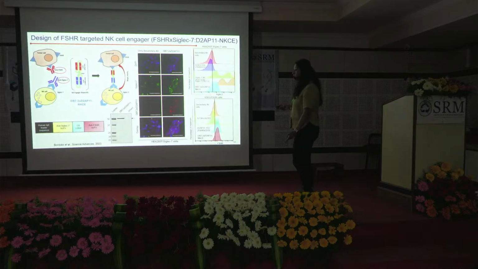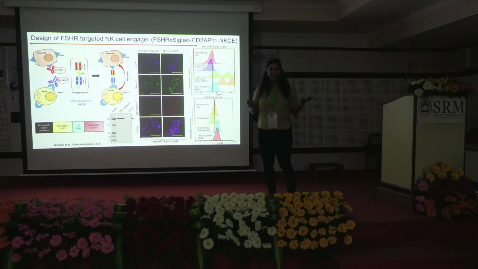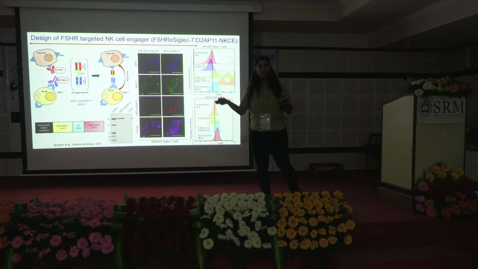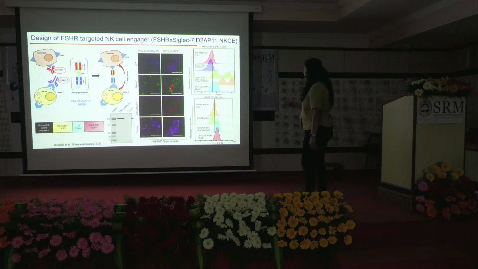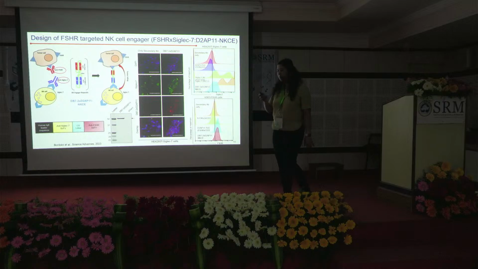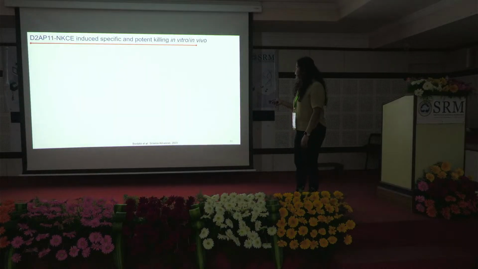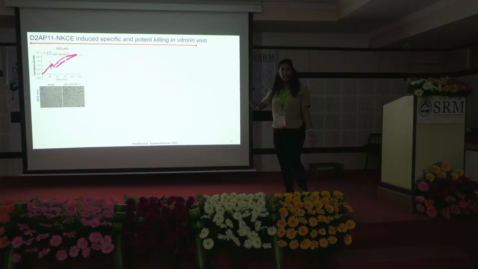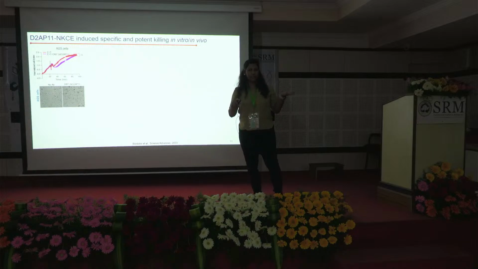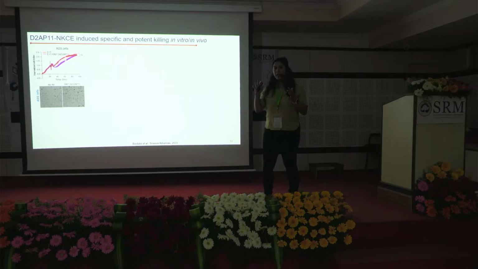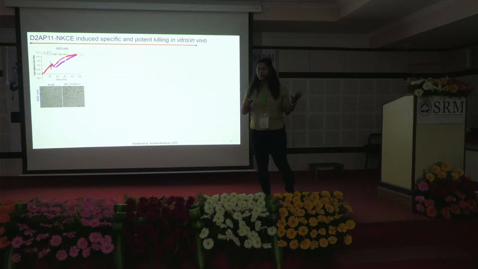After checking its expression the same way, we checked its bidirectional binding, in this case the binding to FSHR, and then Siglec-7, which is predominantly present on human NK cells. We checked the binding by flow as well as immunofluorescence along with relevant positive and negative controls. And then, of course, the next important thing was to see functionality. For this, first we checked on a panel of different non-FSHR expressing cells, because we don't want this biologic to go and target anywhere. We want it to kill only those cells which are positive for FSHR expression.